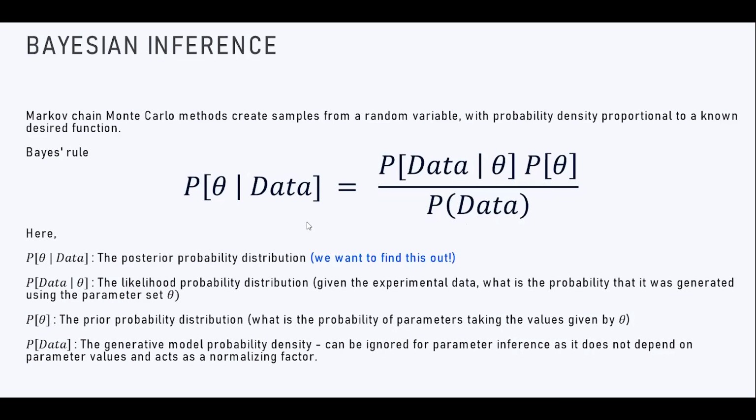Again, on the left-hand side, this is called the probability of the parameter given the data. So that's the posterior probability distribution. That's what we want. And then we have it in terms of something that we can compute, the likelihood and the priors that we know.